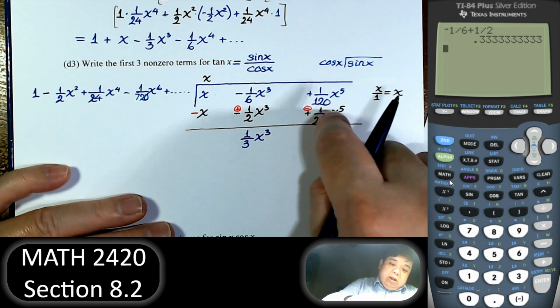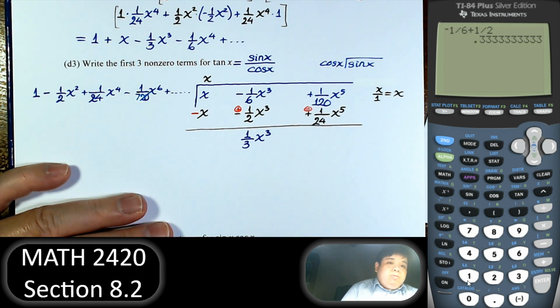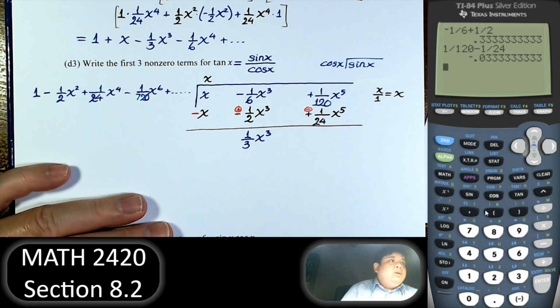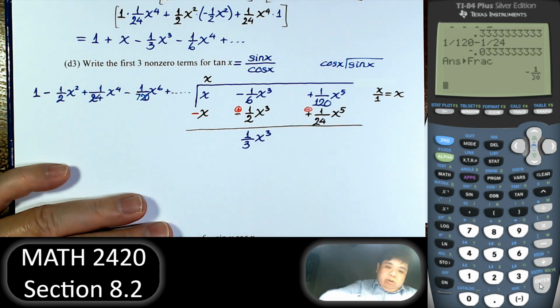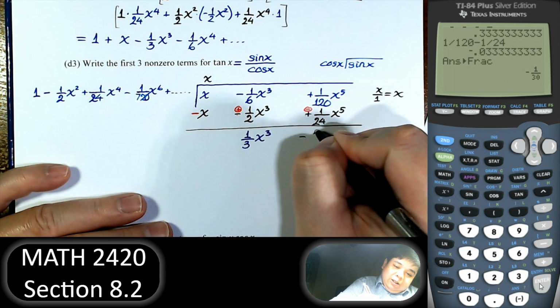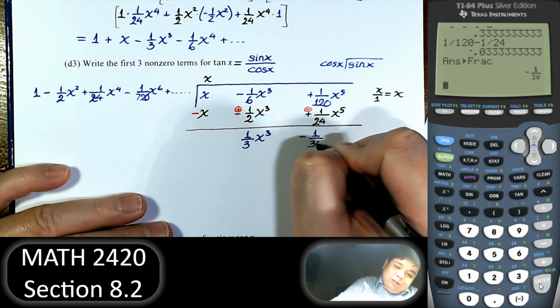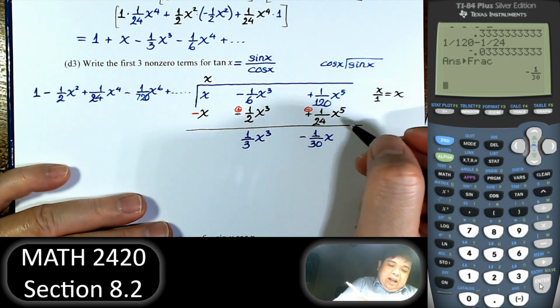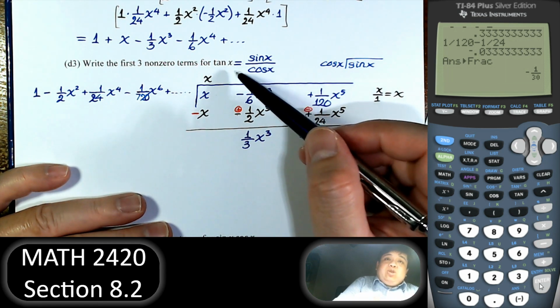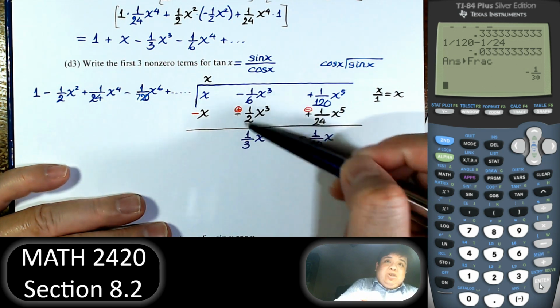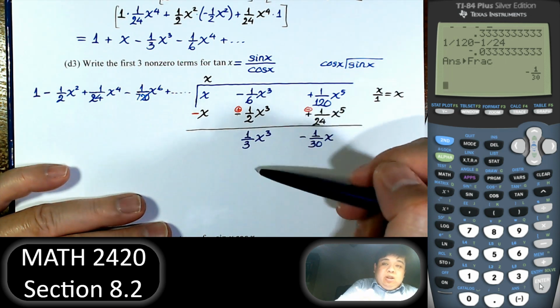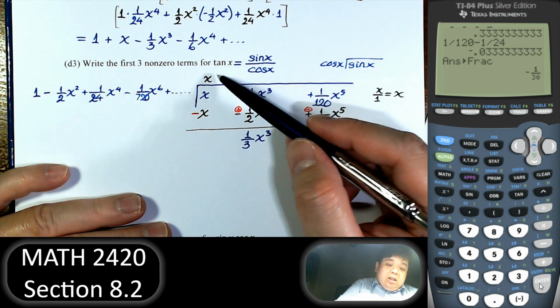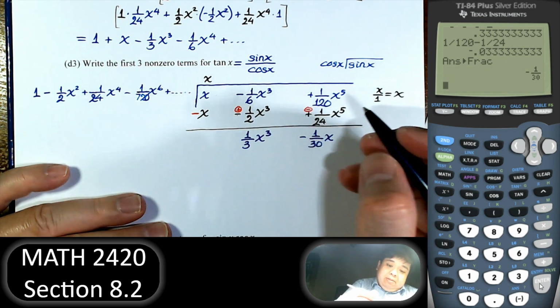And 1 over 120 minus 1 over 24. Negative 1 over 30. Right. Because tangent is actually an odd function, so in this case we don't really need to leave the space for the placeholder. But if the function is neither, we might have both odd and even function.